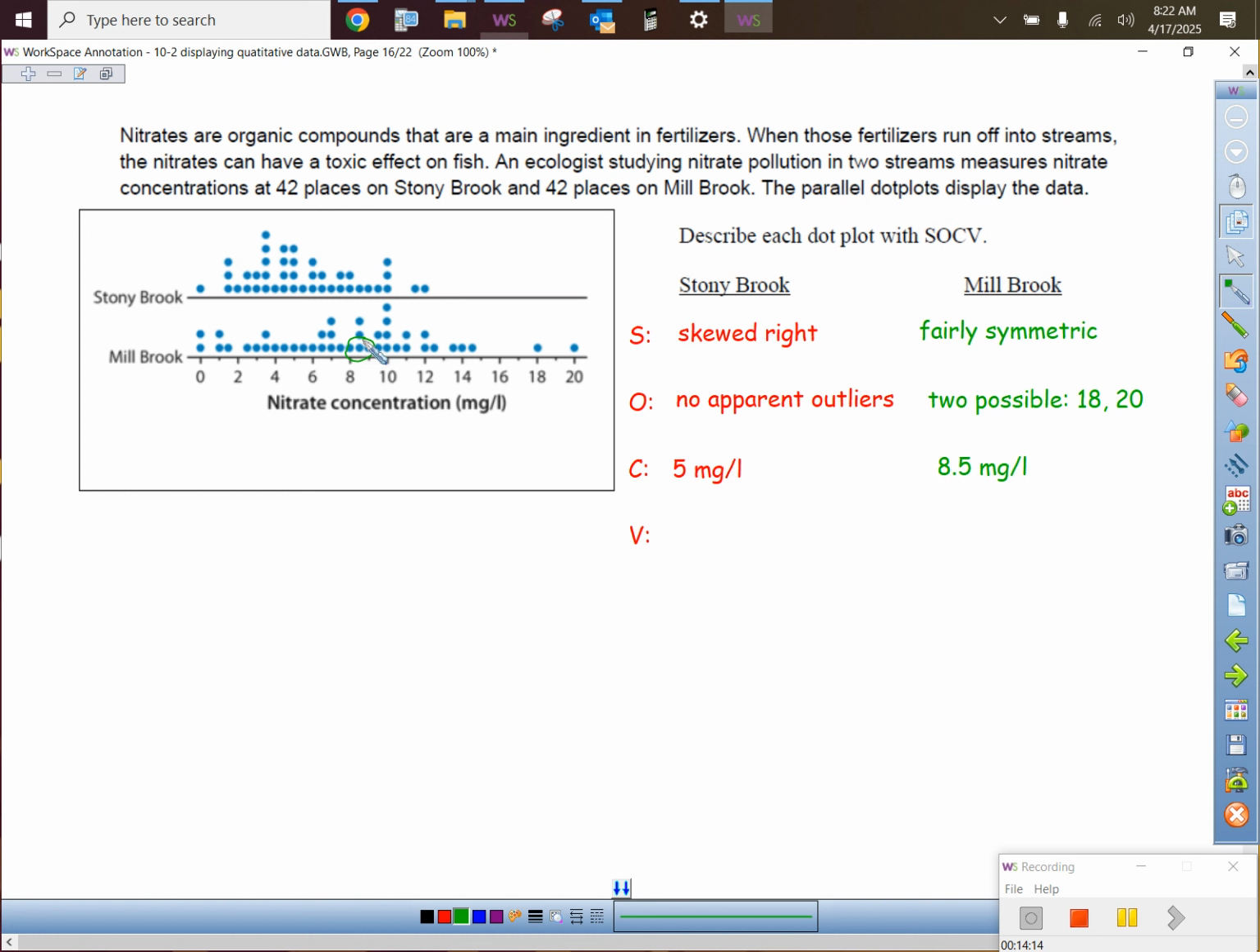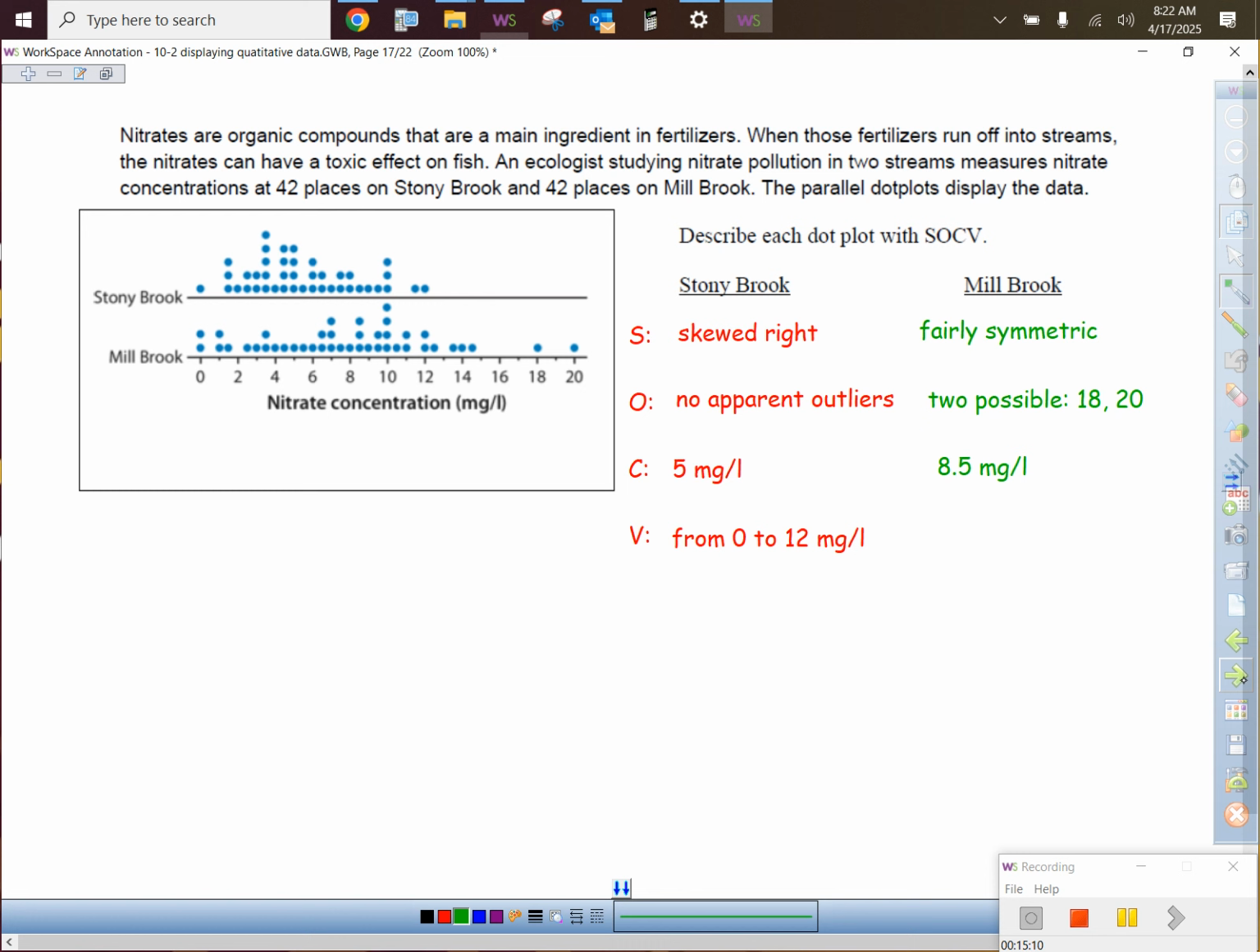Variability is basically this. How much does it vary? And what you do is you take the range of those guys. You know the range is like the high and the low. So who is the lowest one in Stony Brook? 0. Who is the highest one in Stony Brook? 12. So here's what the variability is, from 0 to 12 milligrams per liter. They're just saying, how much does this vary? It varies from 0 to 12, right?